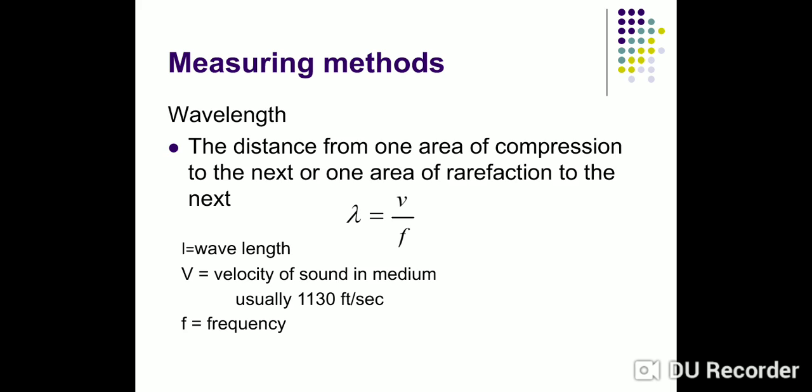Let us see the measuring method of wavelength. We know about the wavelength. Wavelength is the best property of a sound nature and also wave nature. It is the distance from one area of compression to the next, or one area of rarefaction to another. Therefore, wavelength lambda is equal to v upon f. Here v means velocity of sound in air medium, usually 1130 feet per second, f means frequency and lambda means wavelength.